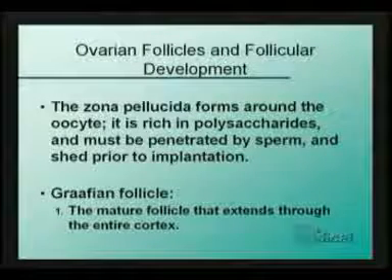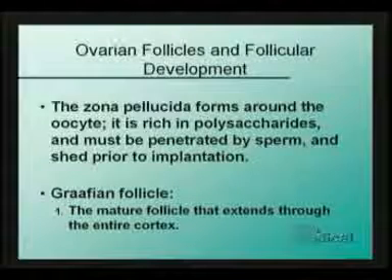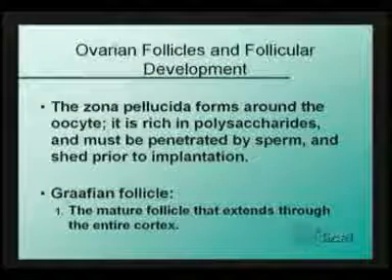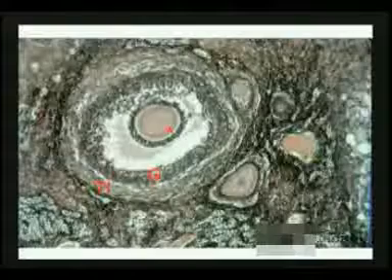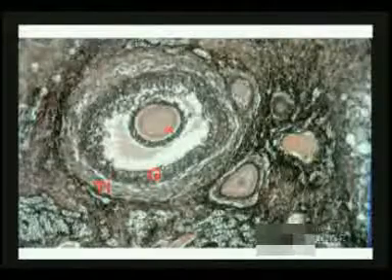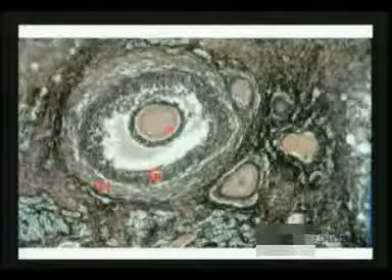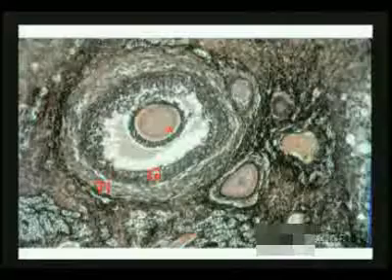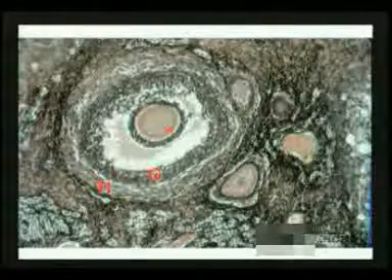A Graafian follicle is a secondary follicle that is about to be ovulated, and this follicle is large enough such that it extends through the entire cortex, and its structure is illustrated in the micrograph on the next page. You can see in the center of the follicle the actual secondary oocyte. It's surrounded by its corona radiata cells. The area at the asterisk indicates the location of the zona pellucida.